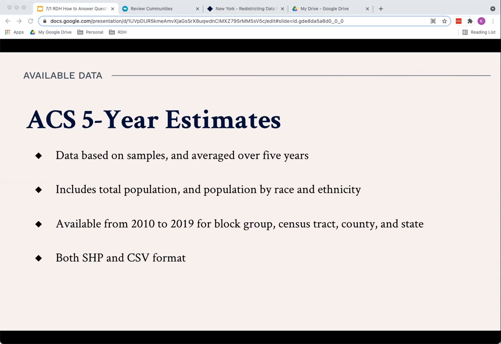The data include total population estimates and estimates for population by race and ethnicity. And we have these estimates from 2010 up through 2019 for the block group, census tract, county, and state levels. ACS data is not available at the block level. You have to do disaggregation for that. And so we do not currently host that on the website. These are also offered in both shapefile and CSV format. We will be working with the CSV data sets today.